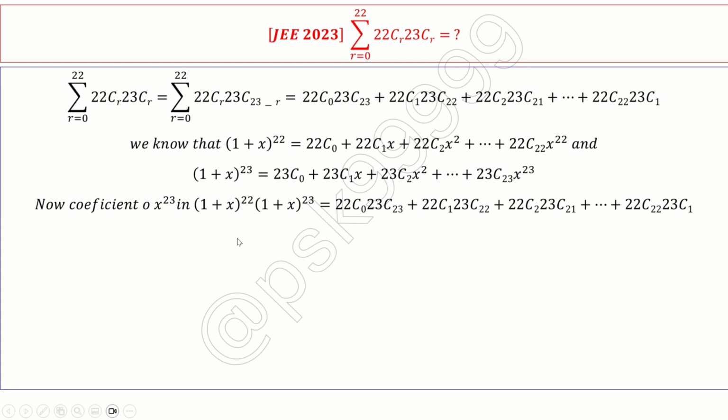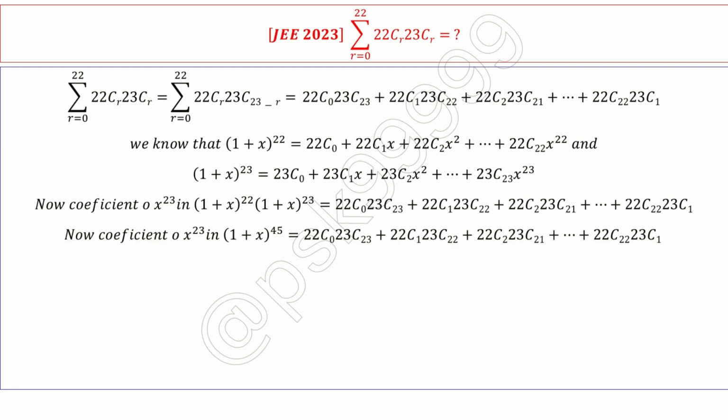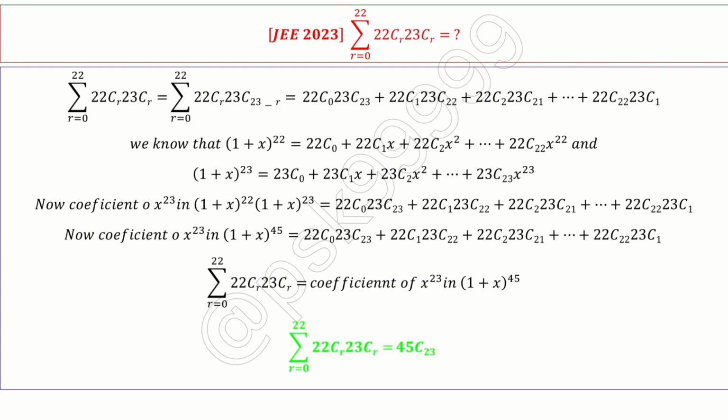If I combine these two, this is nothing but (1 plus x) to the power of 45, correct? So what I am actually looking for is the x to the power of 23 coefficient in (1 plus x) to the power of 45. Now this is a simple binomial expansion, power 45, and I am looking for the coefficient of x to the power of 23, which is nothing but 45C23. So my given expression is nothing but 45C23. This is the answer.